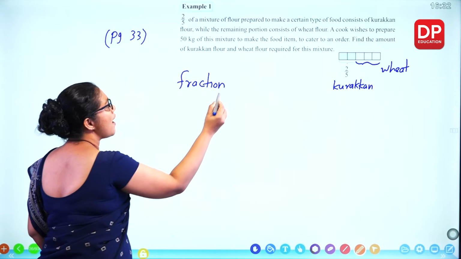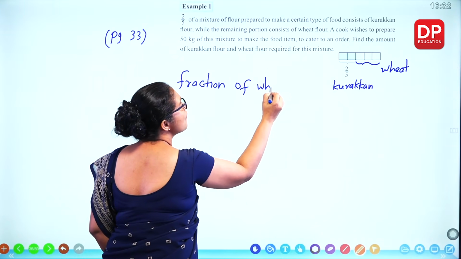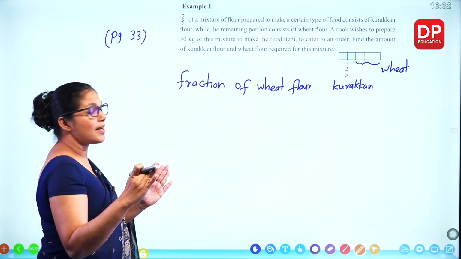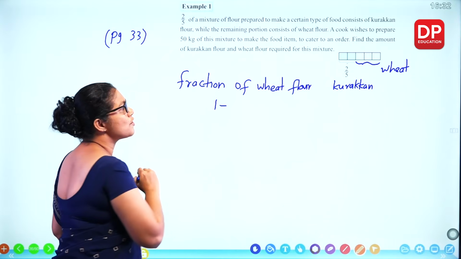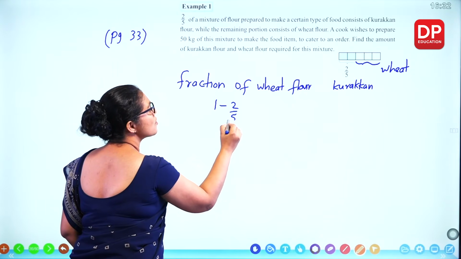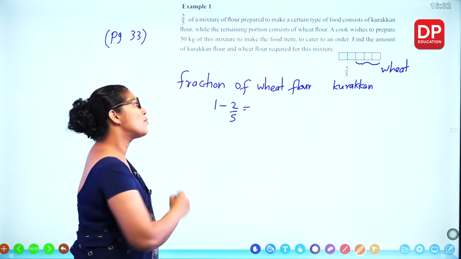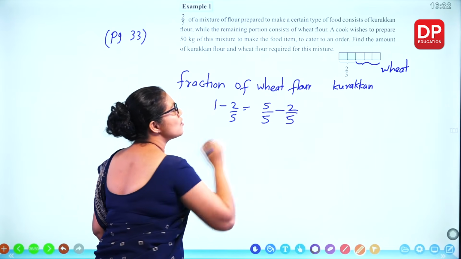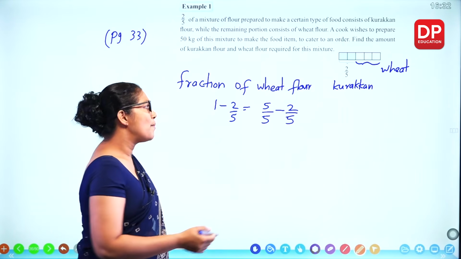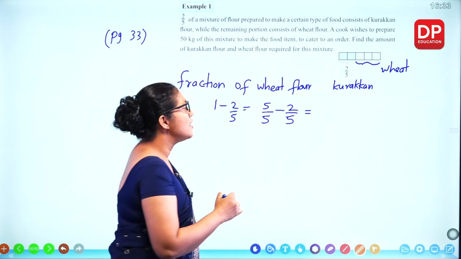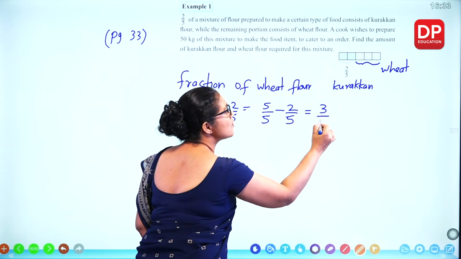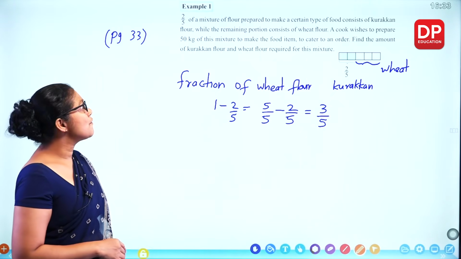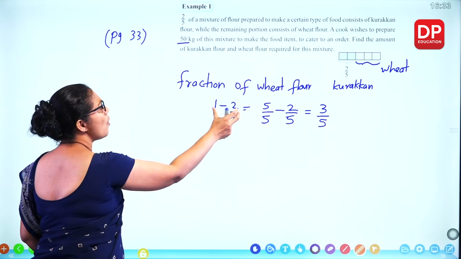So first you have to find the fraction of wheat flour. So how do you find that? The full part is 1. Out of 1 you have to subtract 2/5. You can write 1 as 5 over 5 and subtract 2 over 5. So you can easily do it with the same denominator. You just subtract the numerators. 5 minus 2 is 3. So you get 3/5.